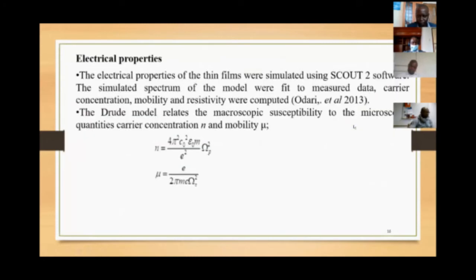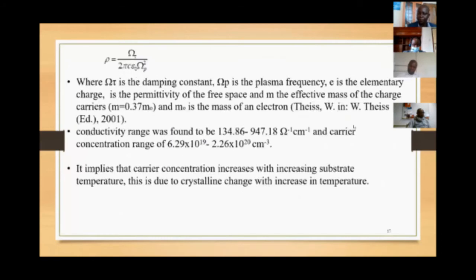The electrical properties were determined by simulation using the Scout software, fitted with the measured spectrum. I used two models, the Drude model and the oscillator model. From it, I was able to determine the conductivity, the resistivity, and the mobility.